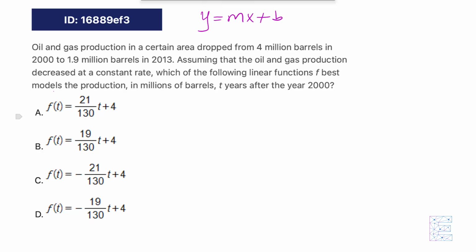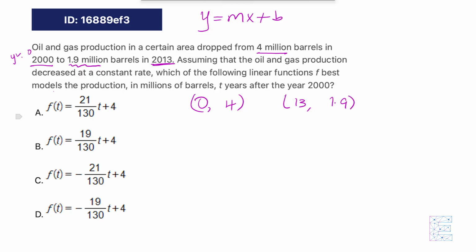Now, to model regression lines in Desmos, we need points. So here's the first point that we're given. In the year 2000, let's say this is year 0 when we started looking at the data. So in the year 2000, when we began looking at the data, we had 4 million barrels. And then in the year 2013, that's 13 years after 2000, we produced 1.9 million barrels. So there go your points.